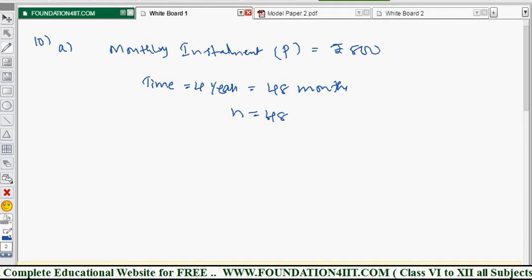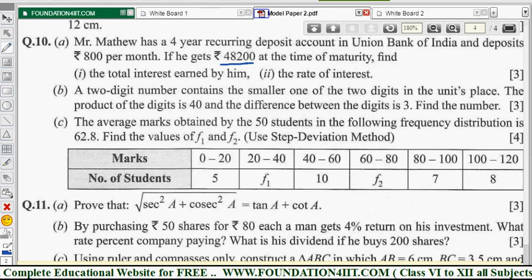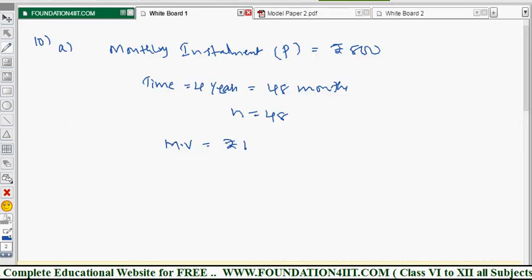The maturity value is mentioned already. So maturity value is equal to rupees 48,200. Now we can find out the simple interest and rate of interest. Whenever the maturity value is given, let us take the total amount deposited by him, 48 into 800. If you want the simple interest, from the maturity value we need to subtract the total principal amount, the total deposited amount. That is the simple interest.